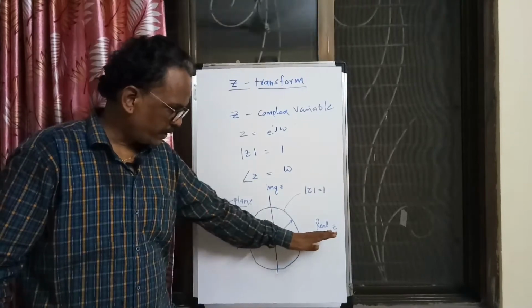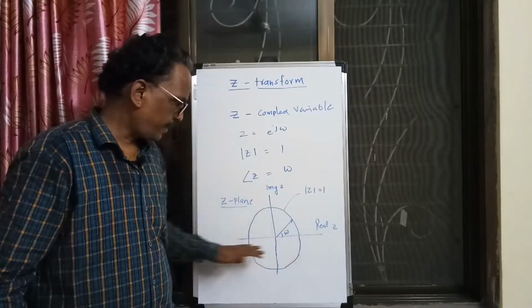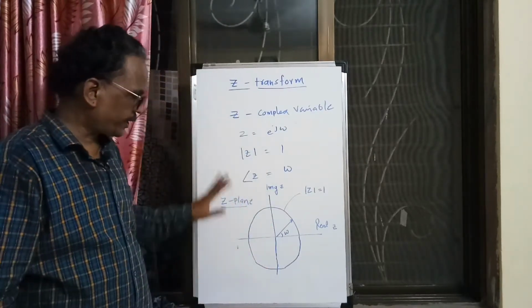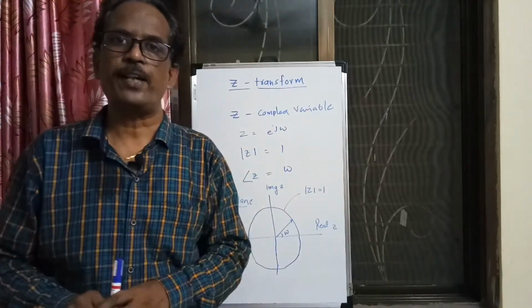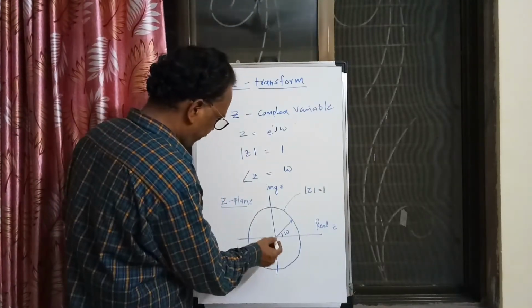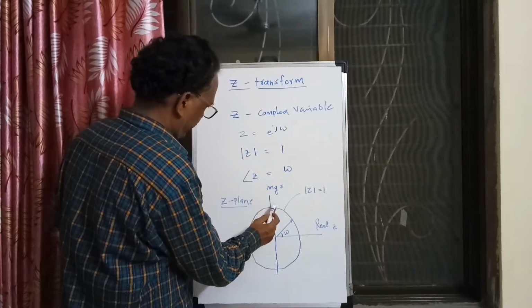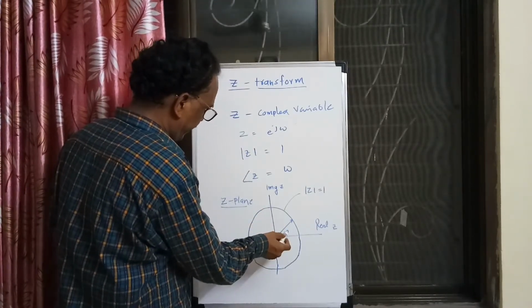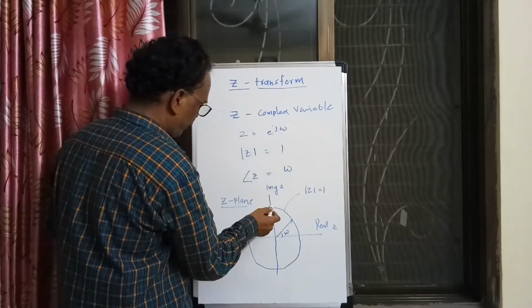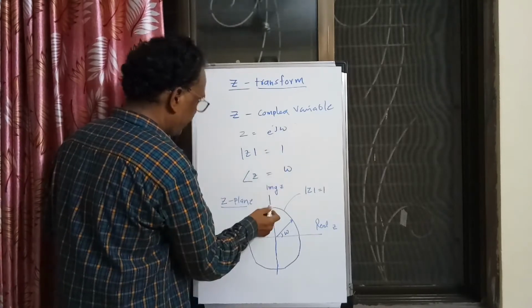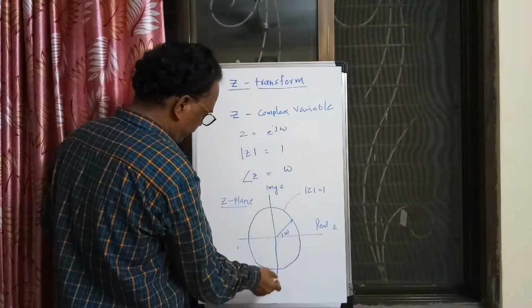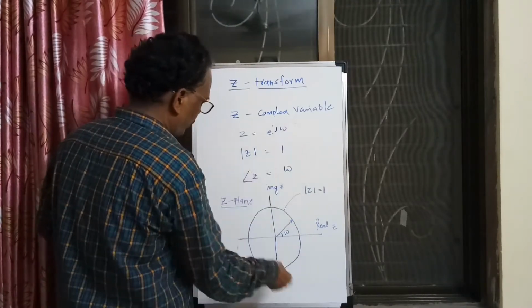This is the real axis of the z plane, and this is the imaginary axis of the z plane. So the z plane also has two axes, real axis and imaginary axis. Here, omega is making angle pi by 2, so it is e to the power j pi by 2, which is j. If I take omega equal to pi, it will be minus 1, and if I take omega equal to 3 pi by 2, it will be minus j, and if I take omega equal to 2 pi, it will be again 1.